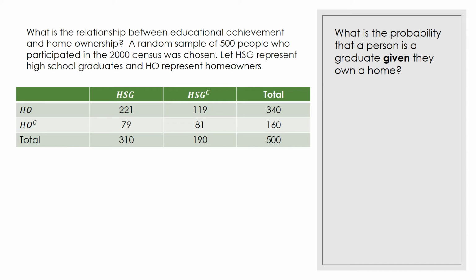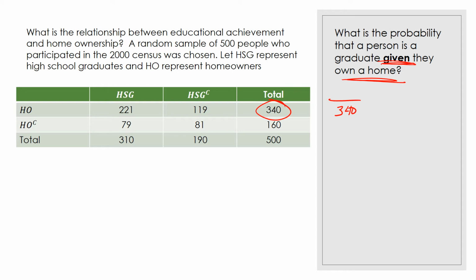But now the question changes. What is the probability that a person is a graduate given that they own a home? So now notice how the language has changed. We are looking at given that they own a home. We have a condition here. And the condition is that we are only considering those that own a home. Well, in this setting, how many of our 500 sample were actual homeowners? That was 340. So 340, that's our total. That's our denominator.